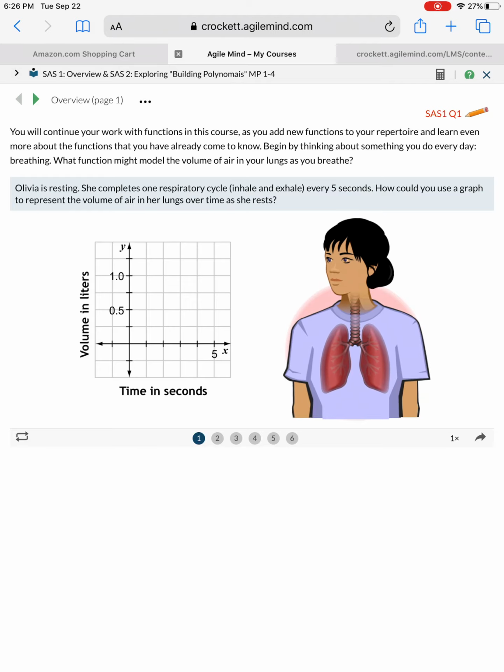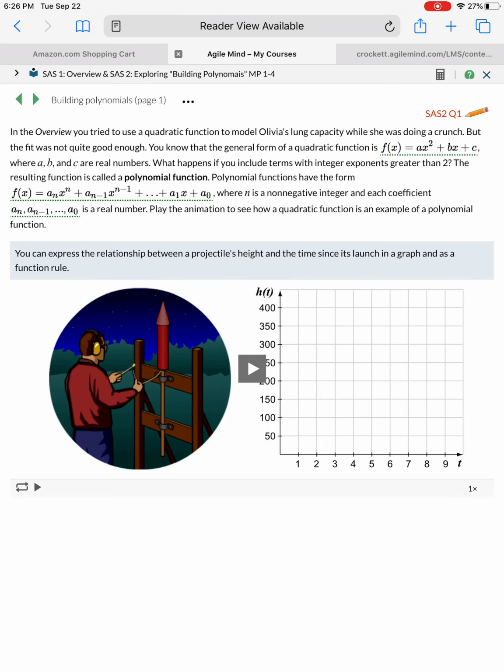All right, so we're on page 85. This is SAS 2. So I am going to go over to where we need to be. All right, we are right here.